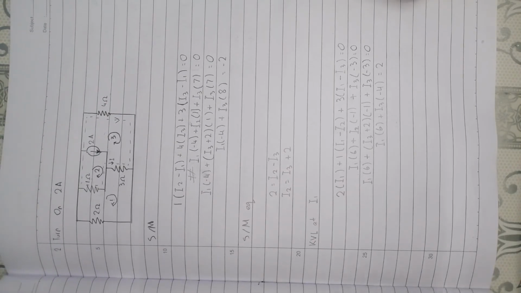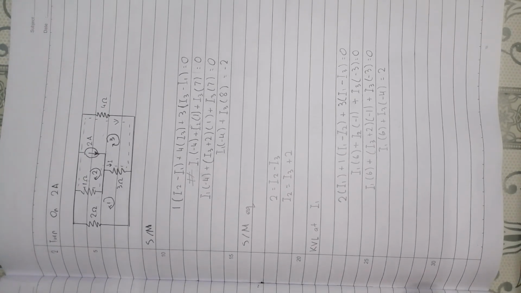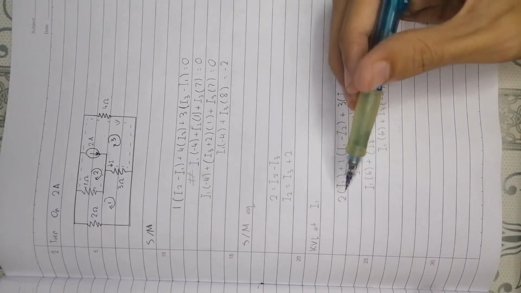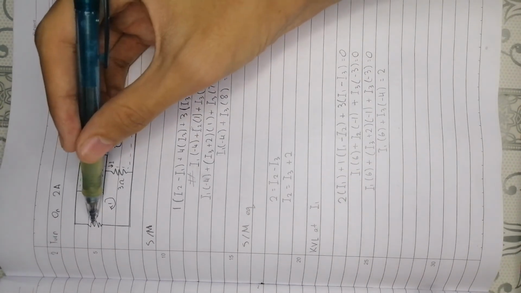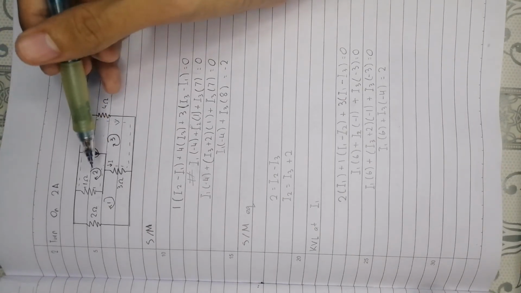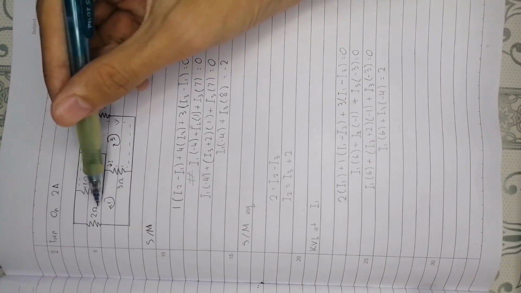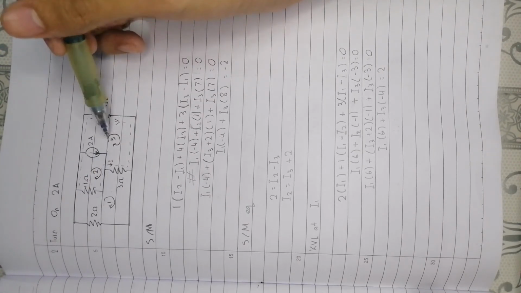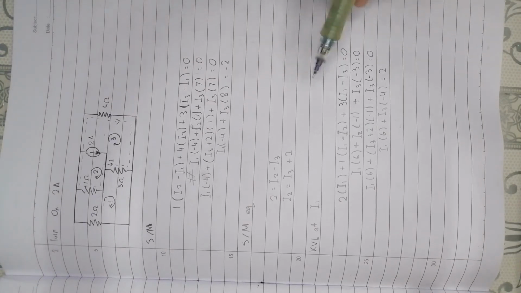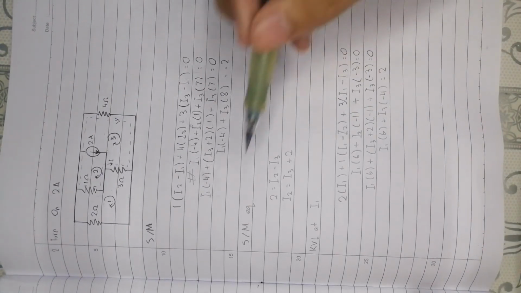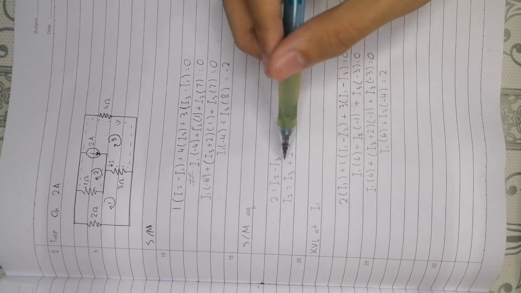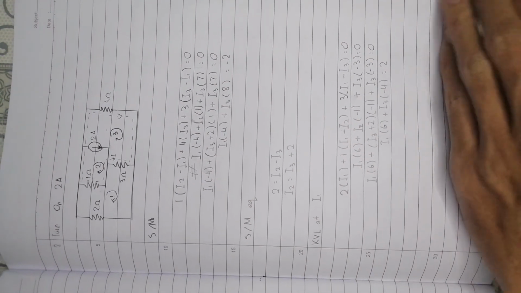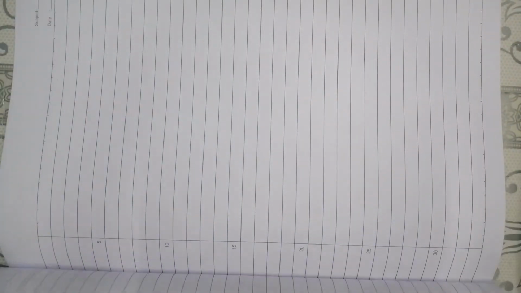And then we will calculate KVL at loop 1. So 2 I1 plus 1 times I1 minus I2, and then 3 times I1 minus I3 equals 0. And then also we will substitute the I2 with I3 plus 2. And then we will get 6 I1 minus 4 I3 equals 2.